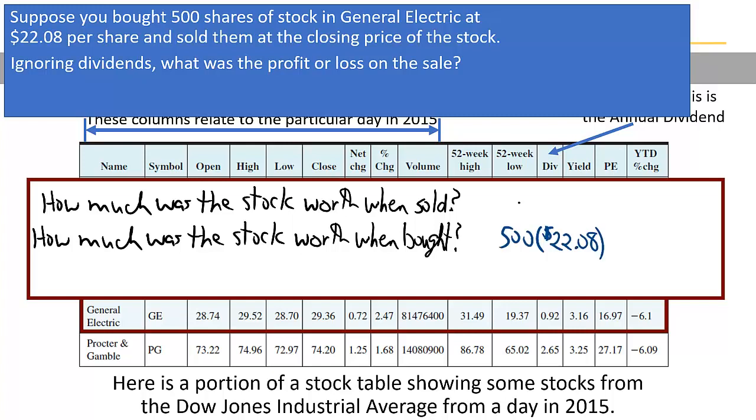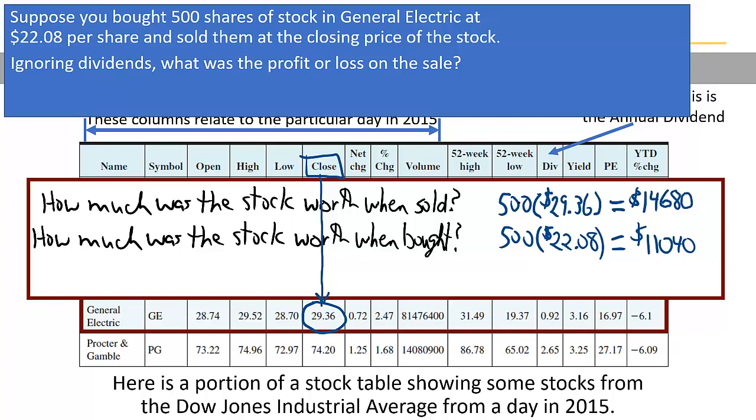Well, it told you that you bought the shares at $22.08 per share, and you bought 500 shares, so obviously 500 times $22.08 tells you that the stock was worth $11,040 when you bought it. How much was it worth when you sold it? It's still 500 shares of stock, but you need to know the selling price, and that's where you have to look in the table. You go into the table, look in the closing column, go down to the General Electric row, and you find that the closing price of that stock was $29.36. So that's what you sold it for. 500 times $29.36 comes out to be $14,680. So you bought the stock for $11,040 and sold it for $14,680. The difference, since it's positive, is a profit of $3,640. Had it come out negative, that would have been a loss.